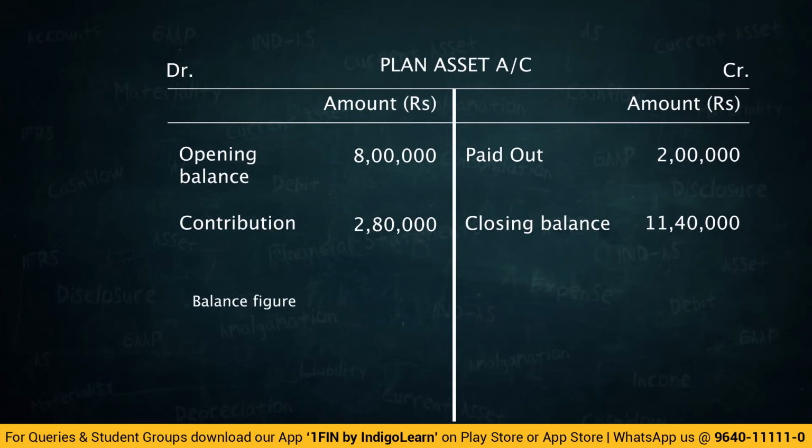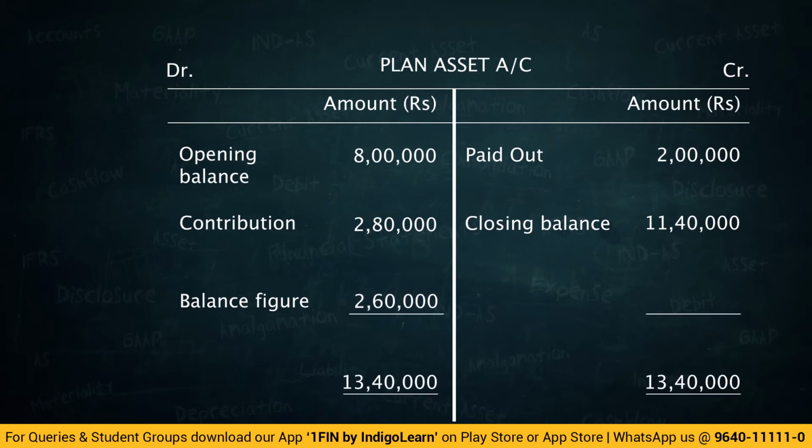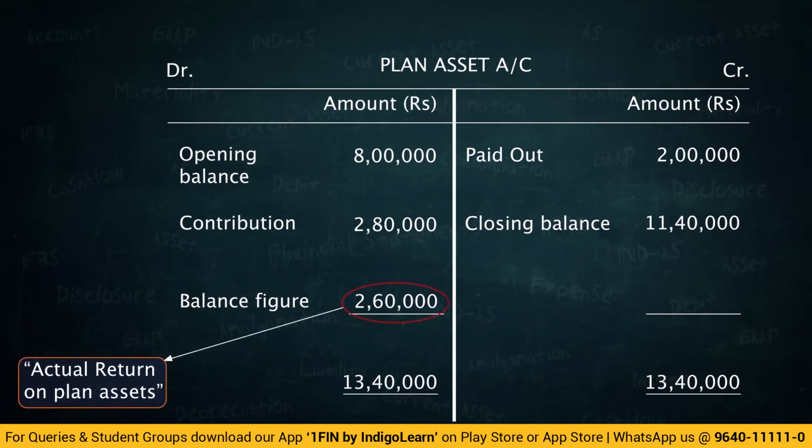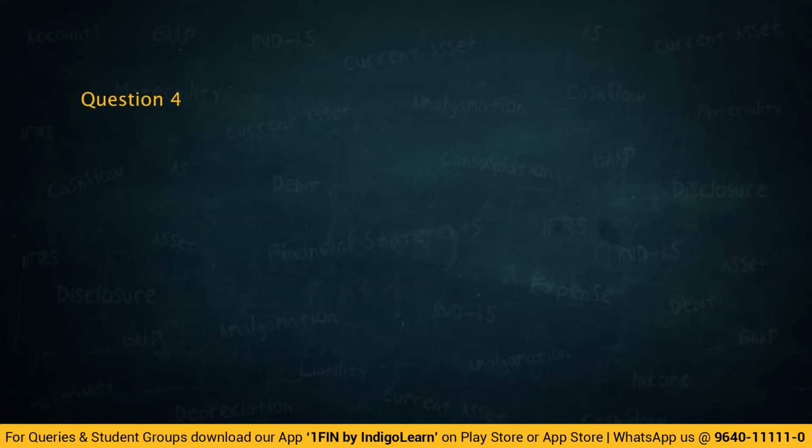What is the balancing figure? That is the actual return on plan assets, that is 2 lakhs 60,000. So, that is the addition which happened to the asset in the form of return on plan asset. Balancing figure. Let's look at the next problem.